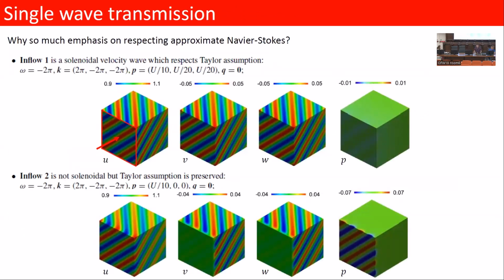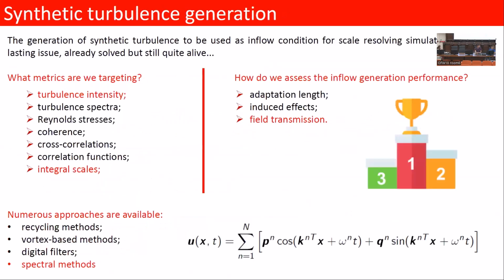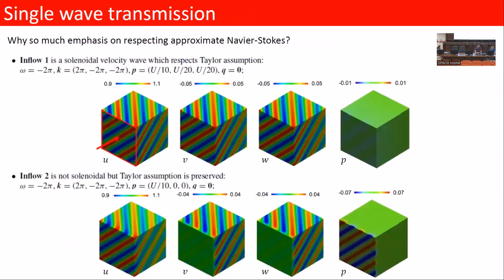Well, you can get convinced about the importance of that by taking one single element of this series, and you want this element to be transmitted correctly in the computational domain. So let's do it. Let's take a cube and apply just a sinusoidal function at the inflow. The inflow is the one I show you in red. And let's do it with a synthetic field which is divergence-free and respects Taylor's assumption, so linear convection, basically.